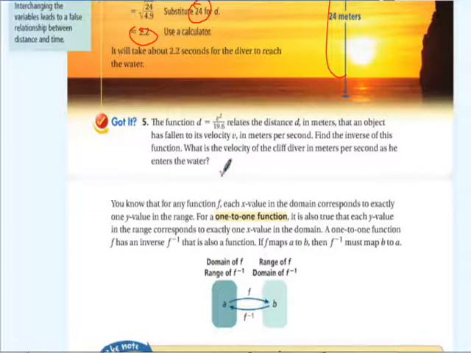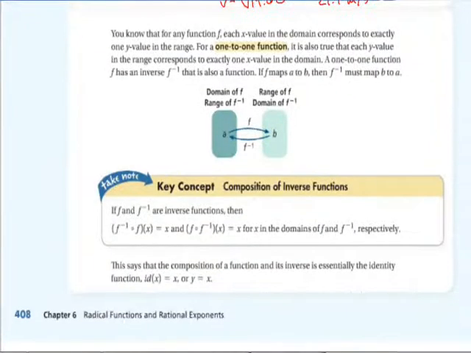All right, you've unpaused. Hopefully you got that v is equal to the square root of 19.6d, okay? And then when you plug in the 24 for the distance, we get about 21.7 meters per second, okay? If you didn't get that, pause it, try again. If you still don't get it, let me know, and we'll work on it.